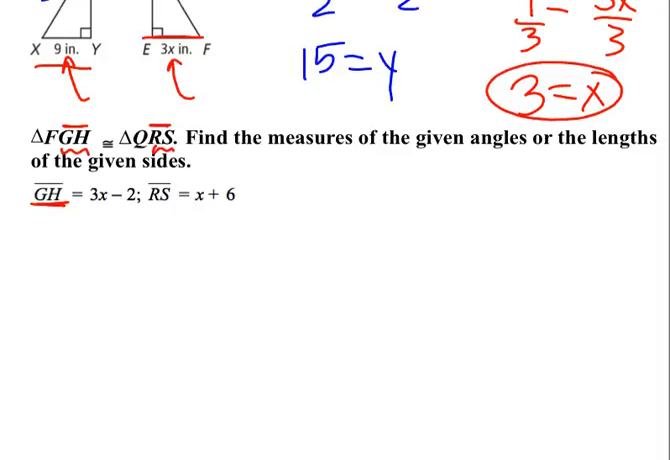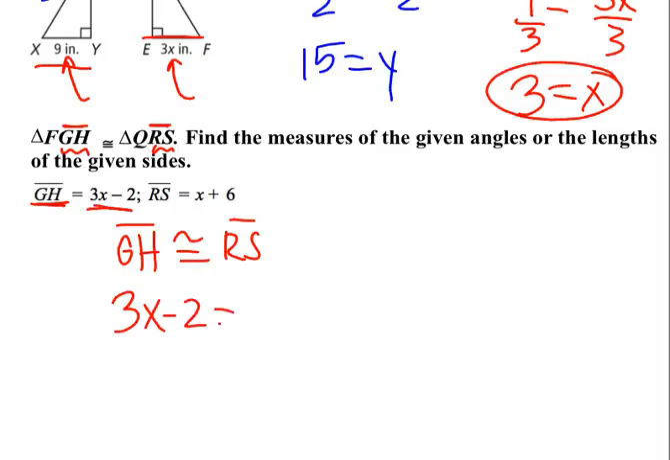So I know that those two things are congruent. If I want to find what x is, well, let's see. GH, they tell us, is 3x minus 2. They tell us RS is x plus 6. There we go. Now we have an equation we can solve.